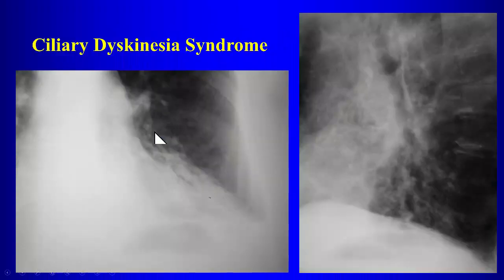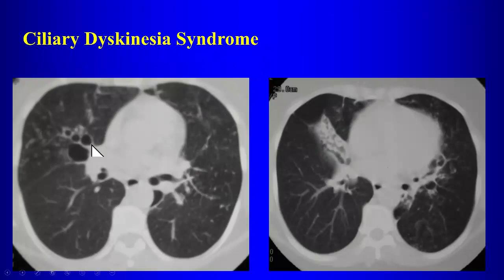So if you have immotile cilia but normal situs, we call it ciliary dyskinesia. These patients also will have recurrent pneumonias, bronchiectasis, lower lung distribution of disease. Bronchiectasis, lower lung distribution, this was a case of ciliary dyskinesia. So this also belongs in your differential diagnosis.